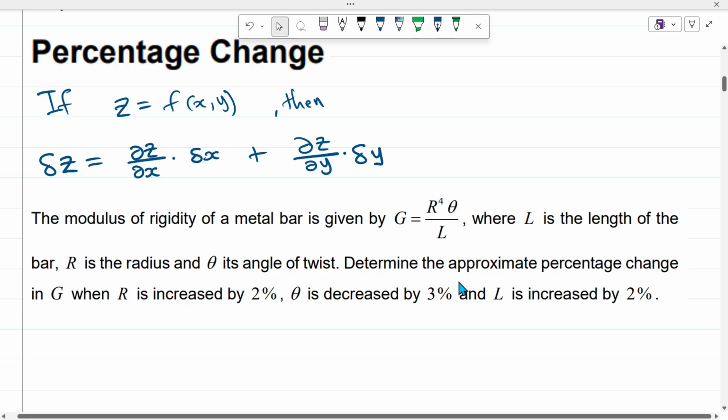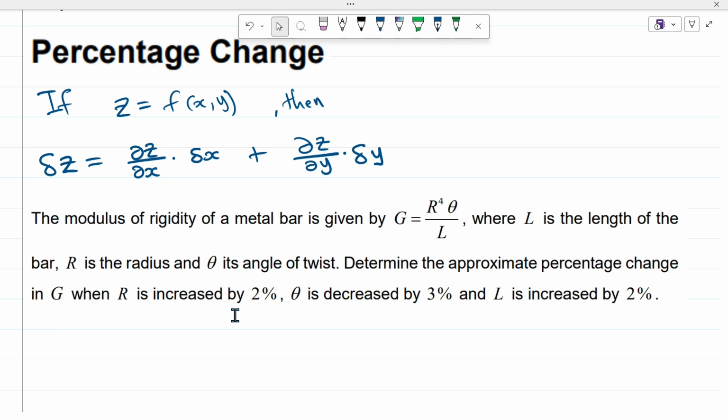Like I've said, guys, for you to know that you're calculating percentage change, they will tell you to calculate the approximate percentage change. So that's how to know what you're doing. So determine the approximate percentage change in G when R is increased by 2% and theta is increased by 3% and L is increased by 2%. Another thing, they will tell you that this is increased by this percentage. Whenever you're seeing percentage increases, you know that this is also a percentage change. We are calculating percentage change. So here we are being told the percentage of that is that, and the percentage of that is that. So let's start.